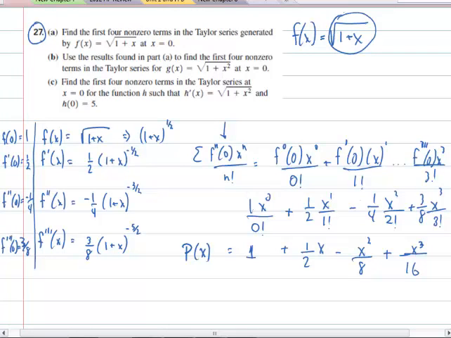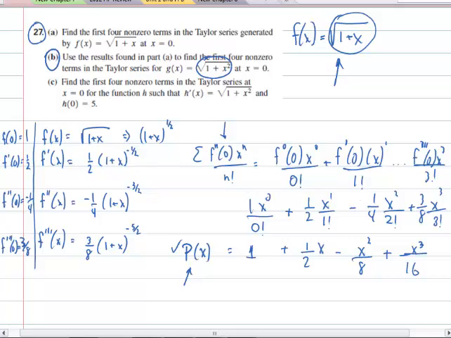Remember that if we plug this into the calculator and graph it, and plug the polynomial into the graphing calculator and graph it, we should see that they look similar, but they may not be exactly equal, not until we add more and more terms. So now we're going to do part B. Part B says to use the results, this polynomial, to generate an approximation for that.